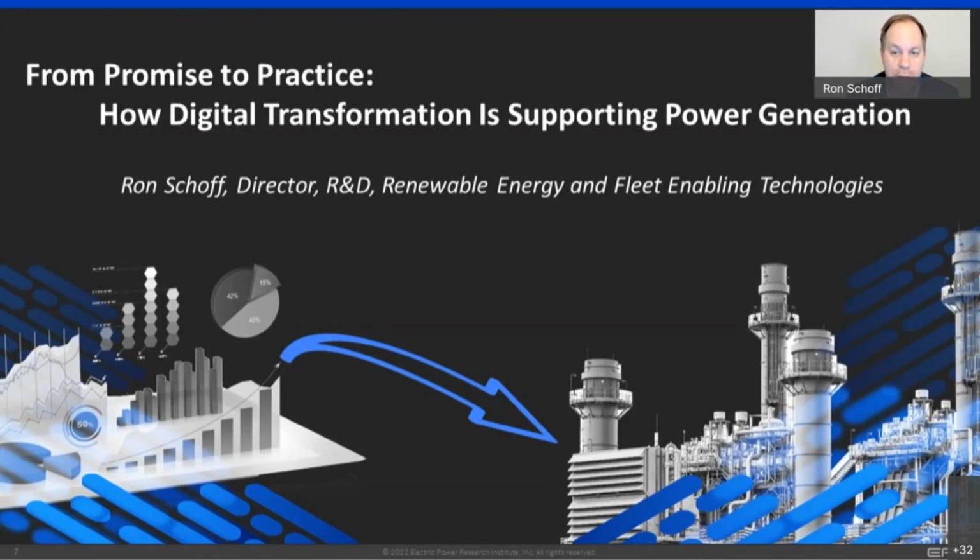We see opportunities to improve the operations, the reliability, the dispatchability of our renewable assets. And we believe that digital transformation represents a series of technologies and approaches that can enable that effectively. So a lot of what you'll hear today is focused on those items.